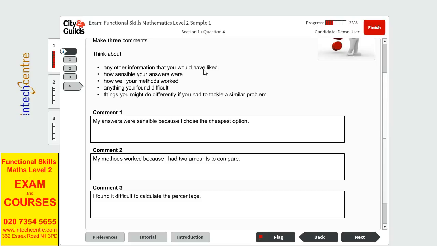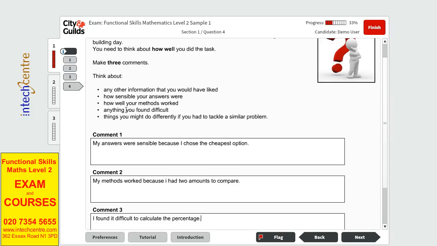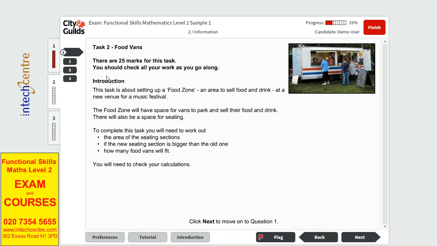Or you could say my methods worked because my teams were almost equal in fitness scores, which is true. Or for the last one, things you would do differently if you had to tackle a similar problem. Next time I would choose different activities, so you could move them around. And this is the first part of the sample paper 1. Now we'll move on to sample paper 2.